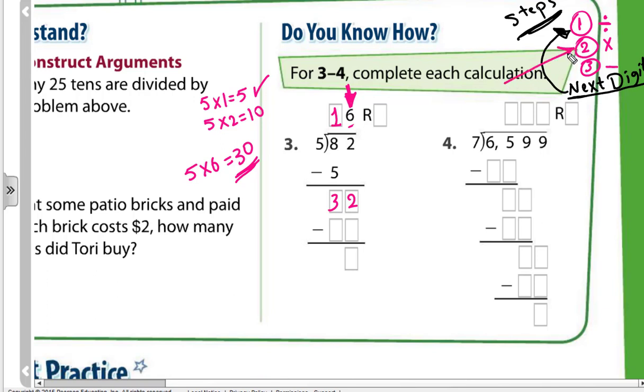What is the next step? Multiply 5 by 6. Excellent. And 5 multiplied by 6 equals 30. Okay, my hero. What should we do next? Subtract. 2 minus 0 is 2. And 3 minus 3 is 0. So we should write the quotient. The quotient is 16 and the remainder is 2. Excellent. Thank you, my hero.